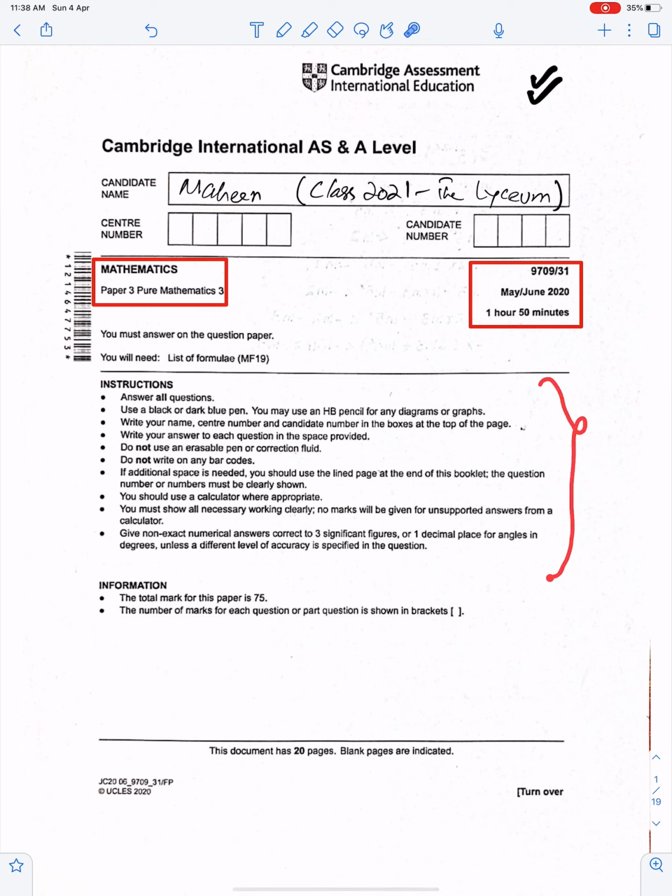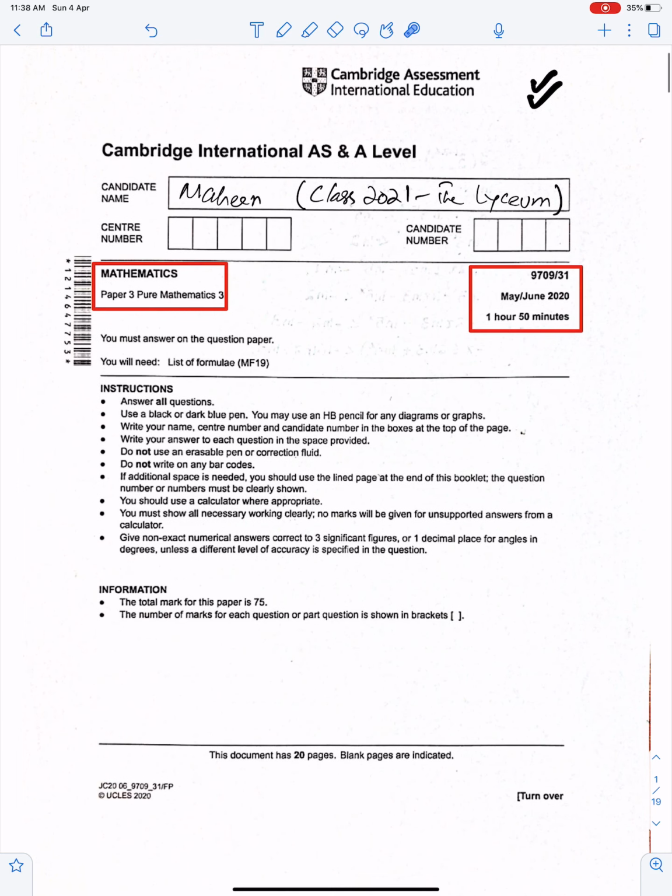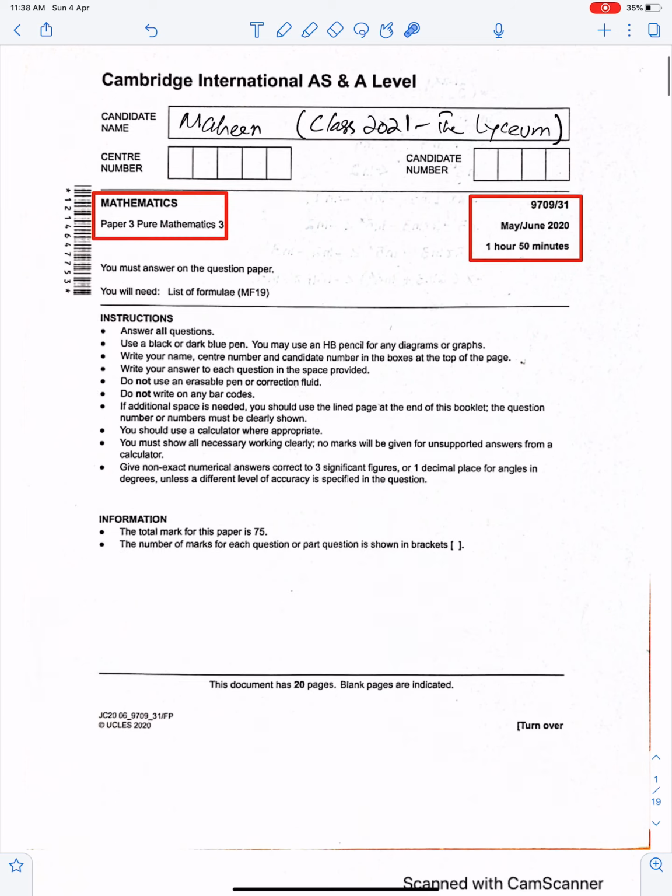Well, all instructions are very important, especially the last one. Give non-exact numerical answers correct to three significant figures or one decimal place for angles in degrees, unless a different level of accuracy is specified in the question. An important tip for you: always read the questions carefully so that you can extract the given information properly and correctly.